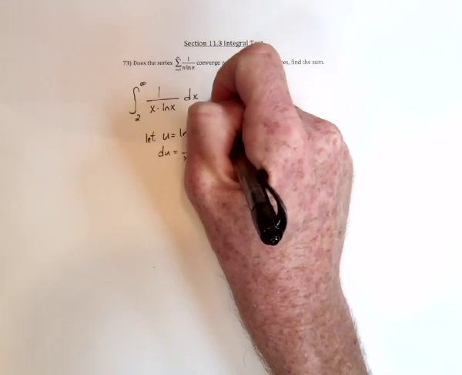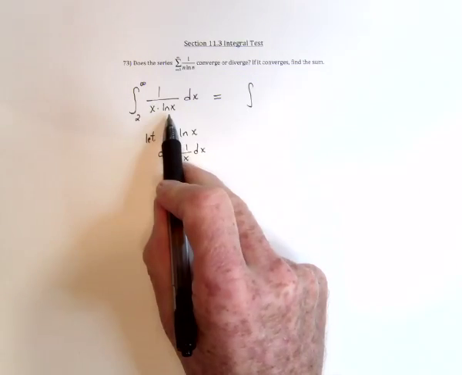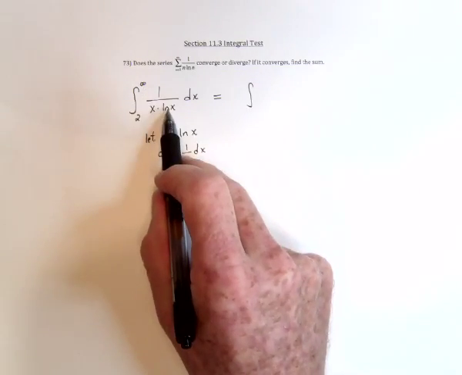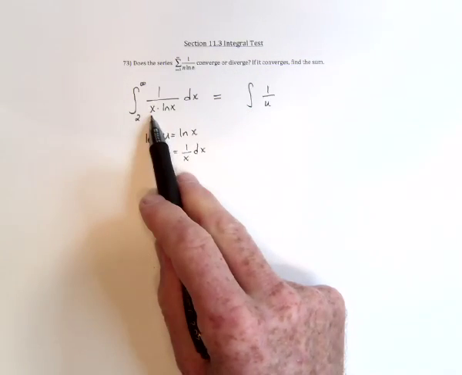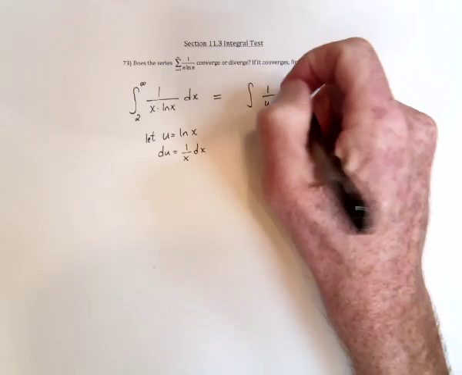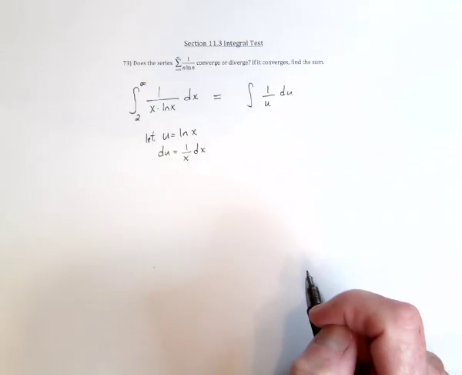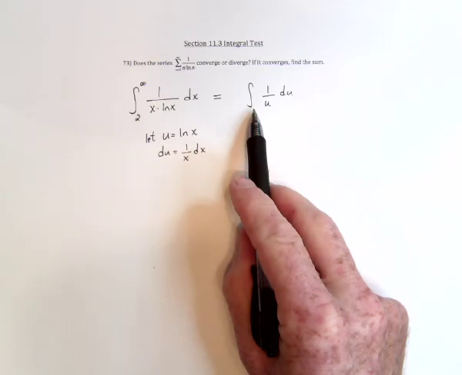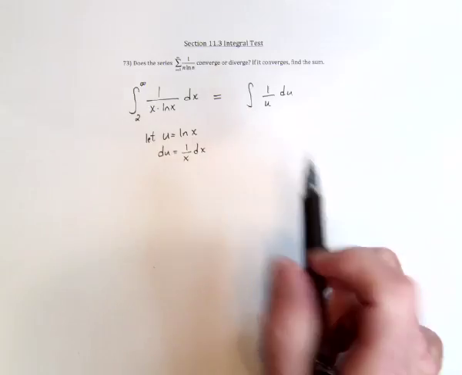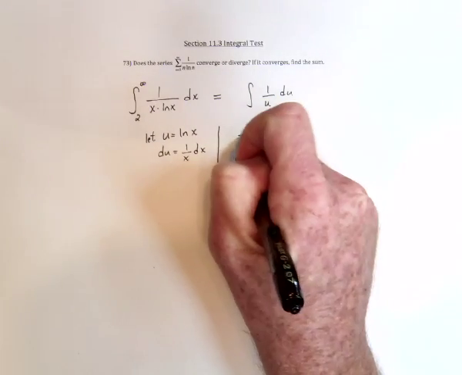So this will be integrate. So this is the u. That means we've got 1 over u. And then this part, 1 over x dx, becomes du. And what I do is just leave the limits off until we're done integrating, until we have the x's back. So go ahead and integrate this.